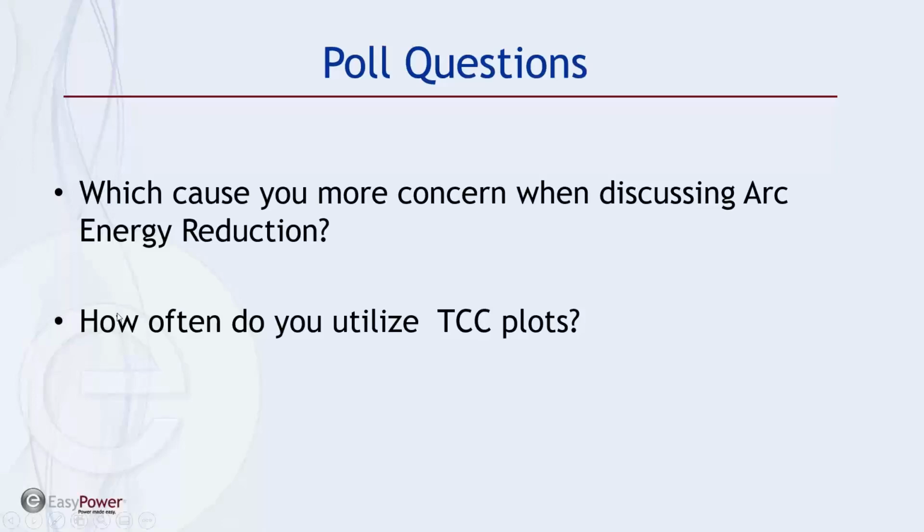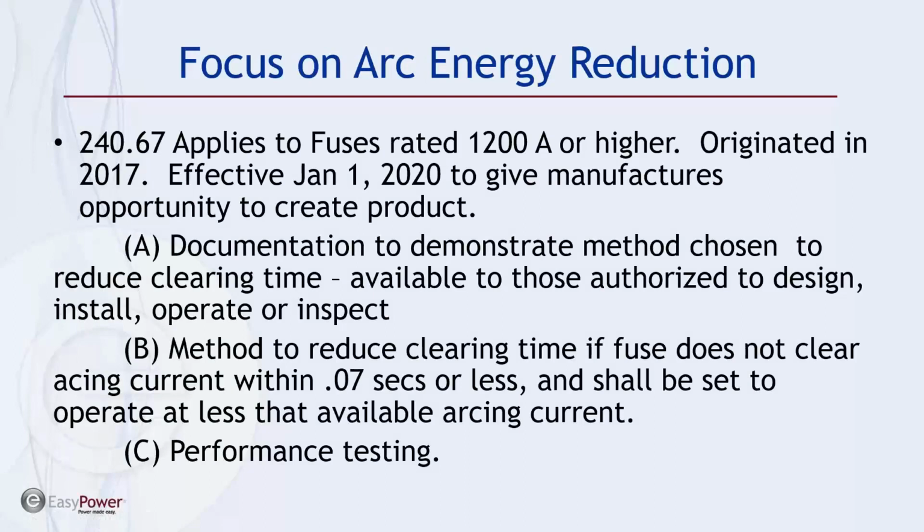Okay, thank you again for attending. What we're going to be focusing on today are two particular articles, and they have the same overall organization as far as information. The first is article 240.67, which applies to fuses rated over 1200 amps. As I mentioned, it originated in 2017 with an effective date of January 1st, 2020 to give the industry time to create products to address the requirements.